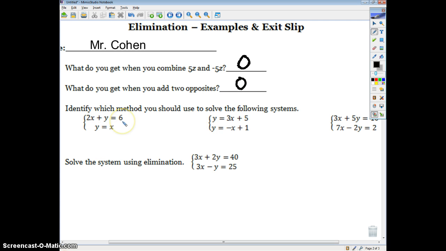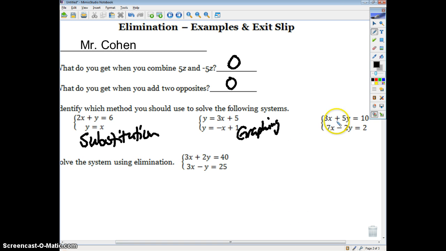All right, number 3, identify the method you should use to solve the following systems, okay? Well, this first one, if you notice, it's y equals something, and then the other equation's not. It's in standard form, which means here we should be using substitution, okay? The second one, while we could use substitution, they're both in y equals form, we should use graphing because it's just easier. And the last one here, notice both equations are in standard form, which means we should be using elimination. And that's what we've been working on.